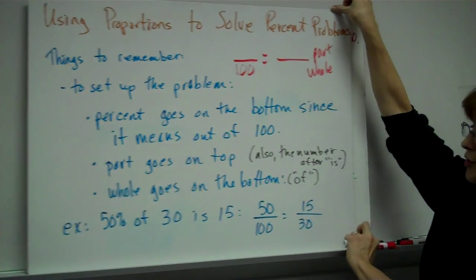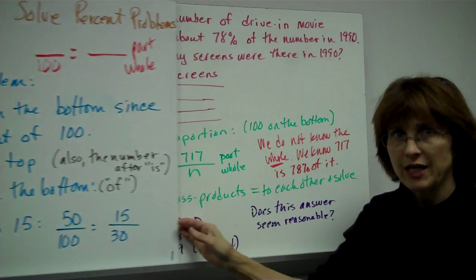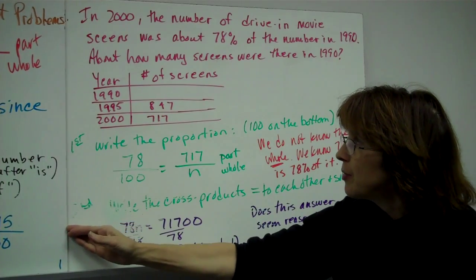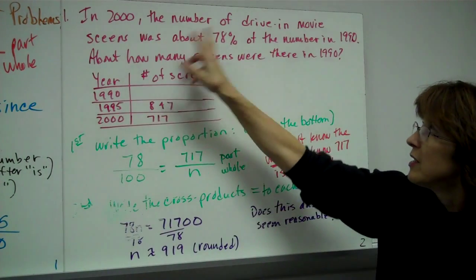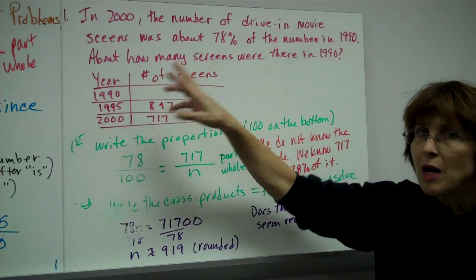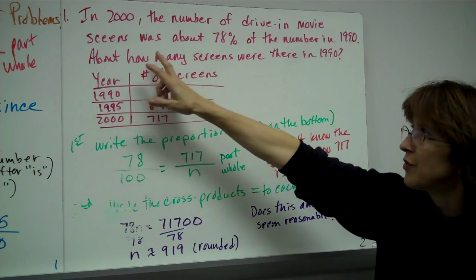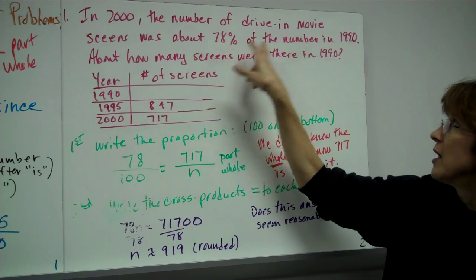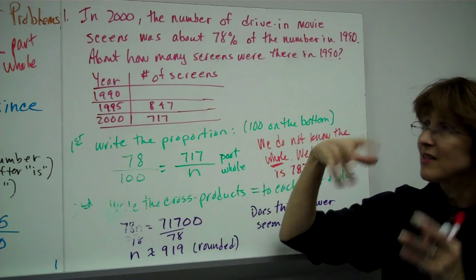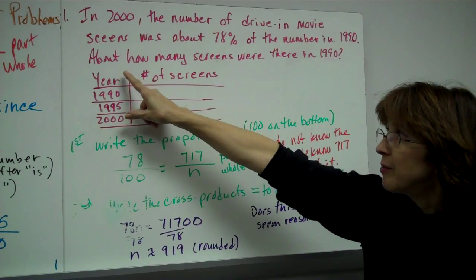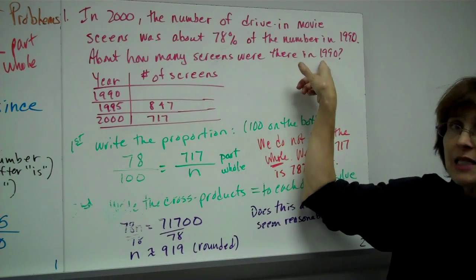Okay, so here's some examples. We're just going to go through many examples, and you'll understand it better from that. Okay, supposing number one, in 2000, the number of drive-in movie screens, which probably you don't even know about, but they used to have movies you watched outside, that was called the drive-in movie screen, was about 78% of the number in 1990. Okay, it gets a little confusing, but we can work it out. About how many screens were there in 1990?